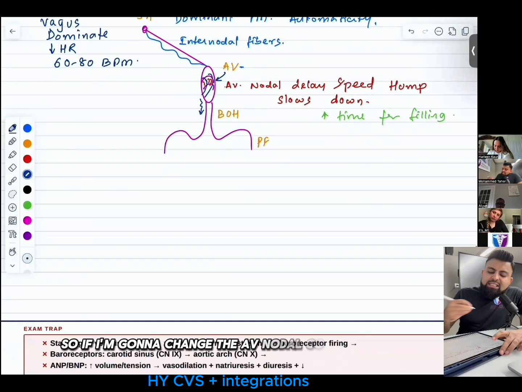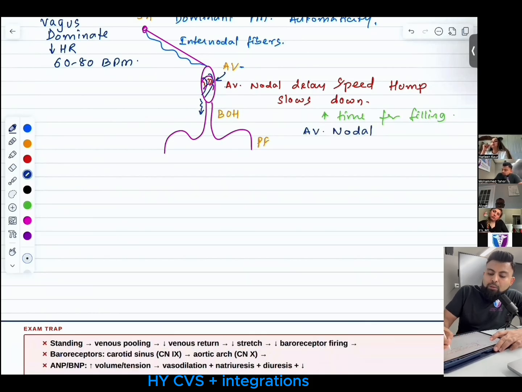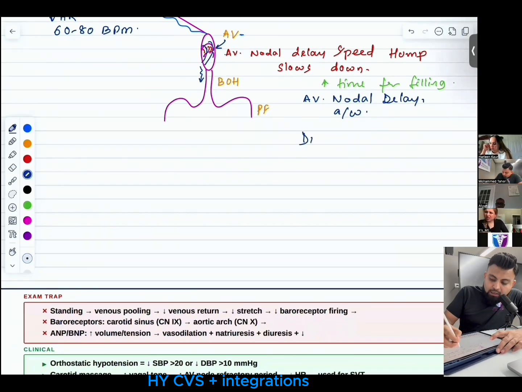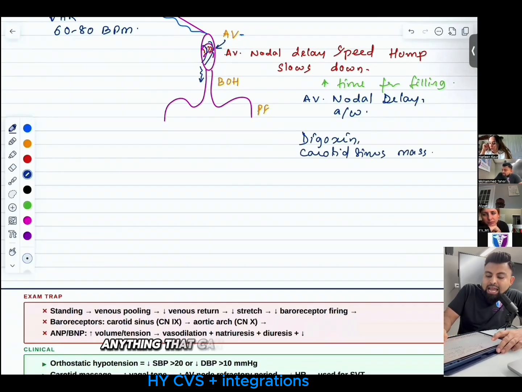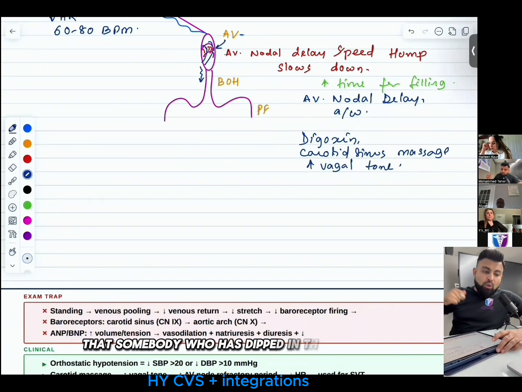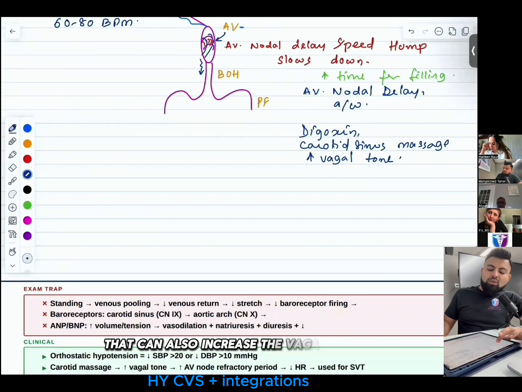So if I change the AV nodal conduction timing, then this can delay the filling. So AV nodal delay could be associated with digoxin. Remember, it can also be caused by carotid sinus massage. Oh, yeah, carotid sinus massage. Anything that can increase the vagal tone. You will study about this in your Step 2 as well. For example, somebody who has been immersed in cold water, head immersion in cold water, can also have increased vagal activity.